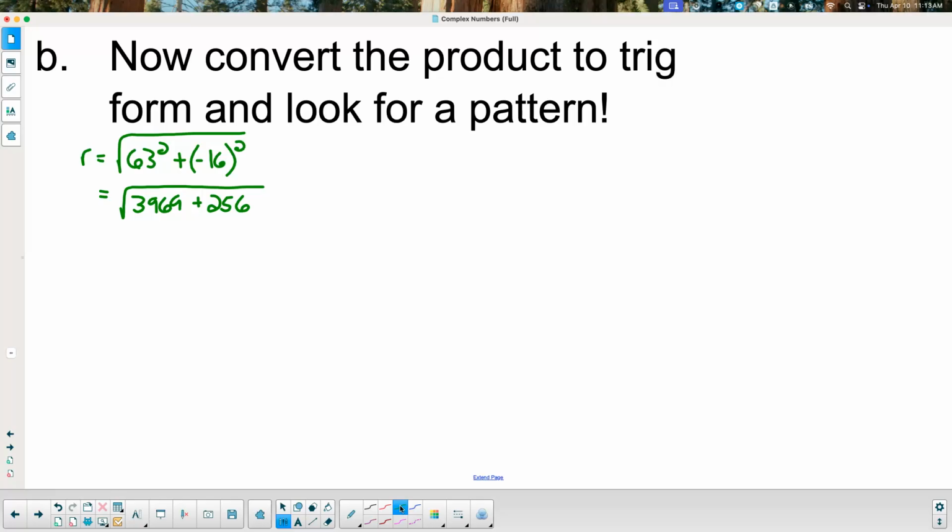So 3,969 plus 256 is 4,225. What's the square root of 4,225? 65. Okay, so R is 65. Nice, easy, works out well for us. Love it.